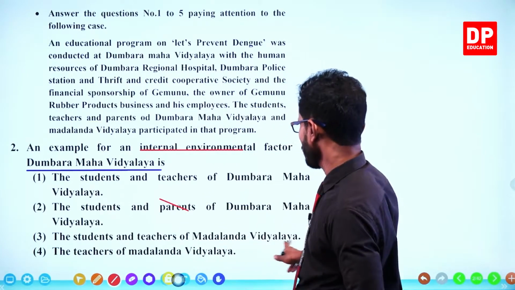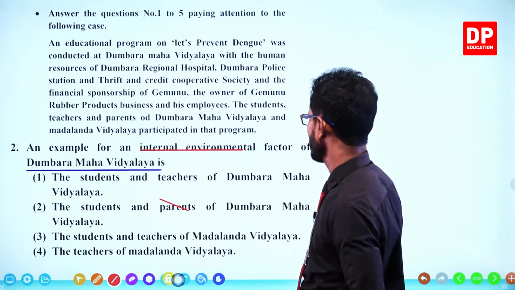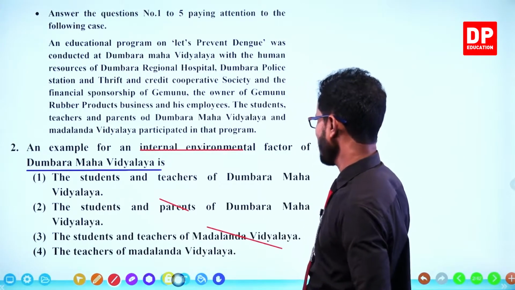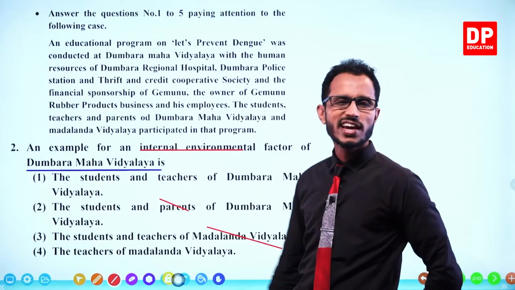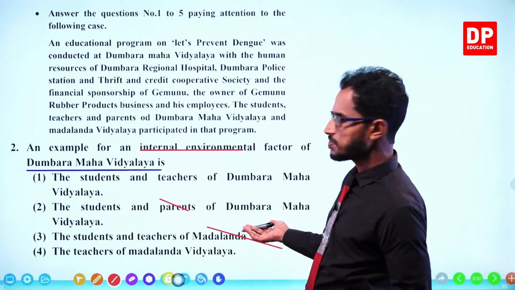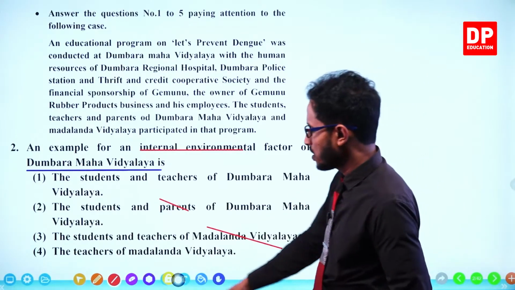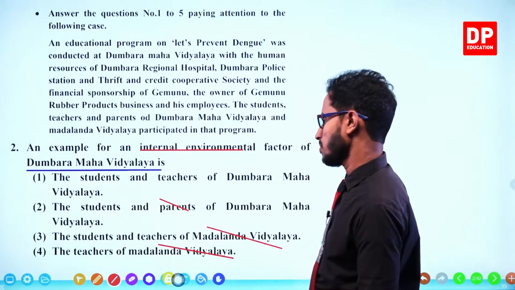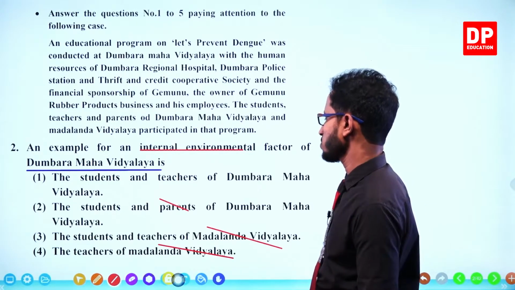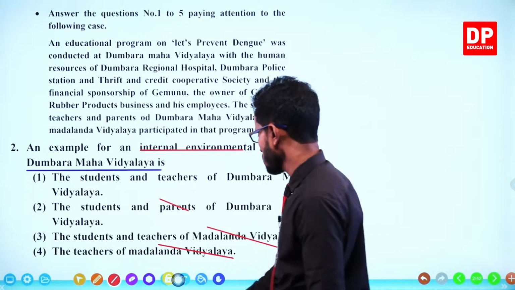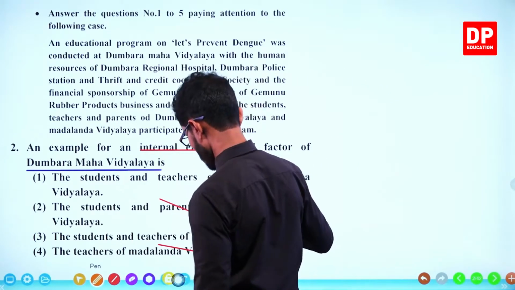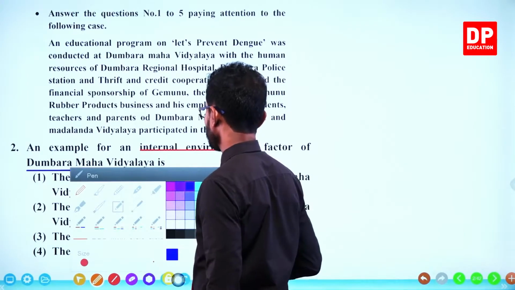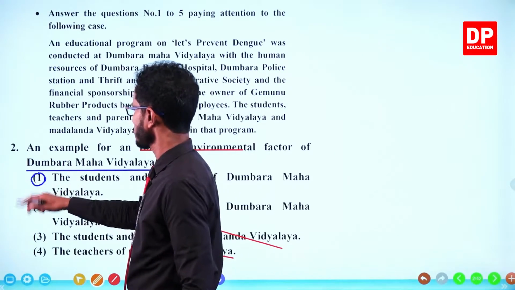Students and teachers of Madalanda Vidyalaya. Madalanda is not in any way connected to Dumbra Vidyalaya. This is a separate school, so you can cut it off. Teachers of Madalanda Vidyalaya, no, that is something else. So you have to take the first answer. Simple as that.